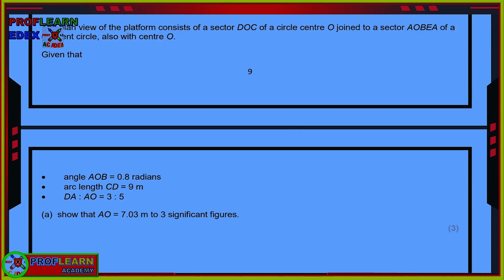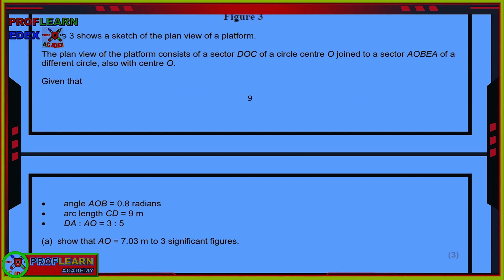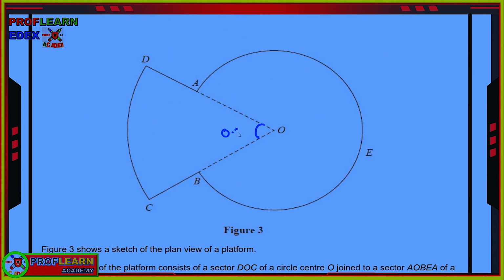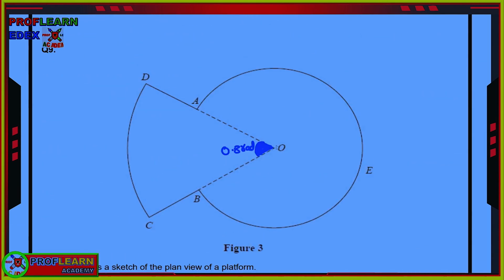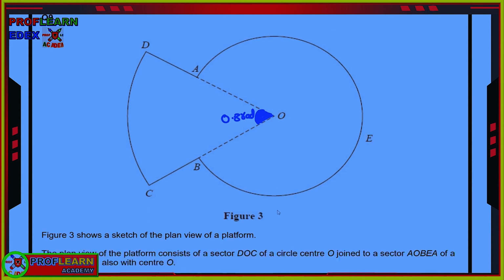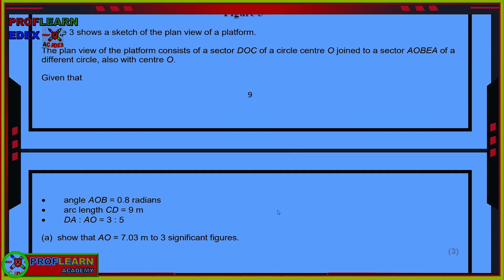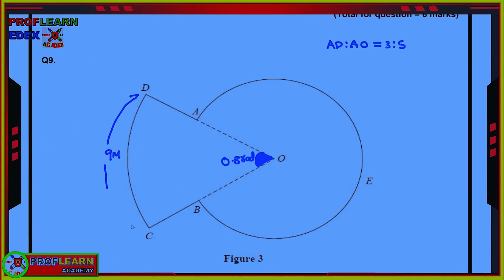So we need to go straight to the figure and try to identify the information provided. This is 0.8 radians, this angle here. And then we are given the arc length, and the ratio of AD and AO is 3:5. And also we are given the arc length of 9 meters for this particular section here. So that arc length and the angle are going to enable us to work out the radius for this part, right?